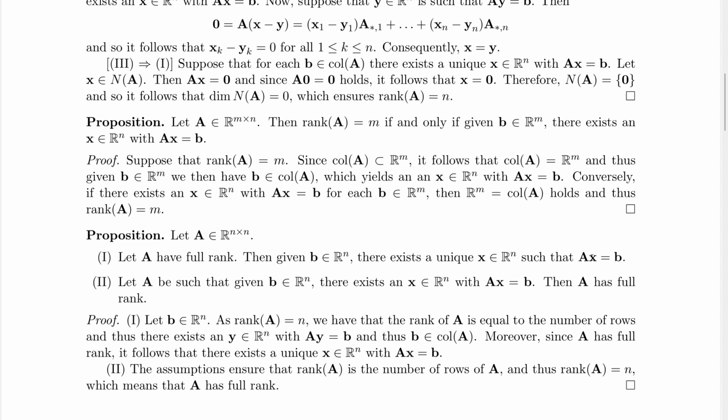Which is kind of nice. So full rank has enough power to guarantee unique solutions, but if you want to get the full rank, you actually only need to show that every system is consistent. Alright, let's unpack those two results.